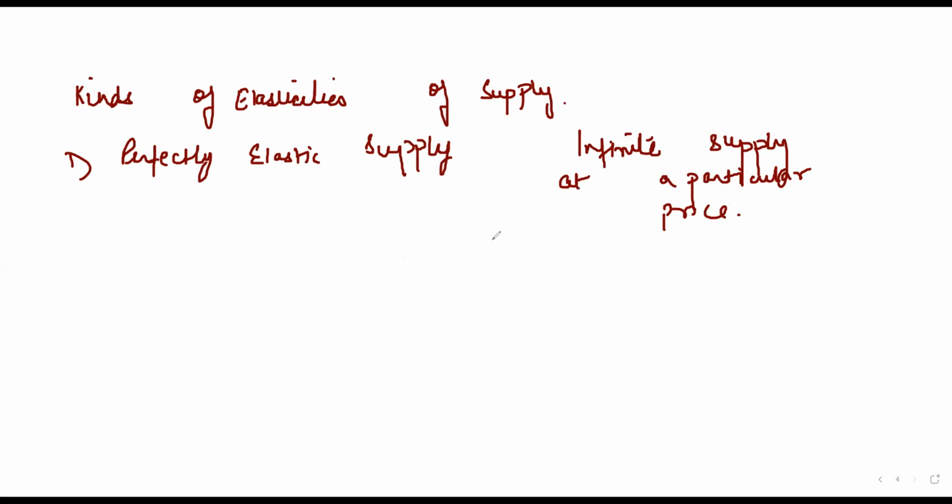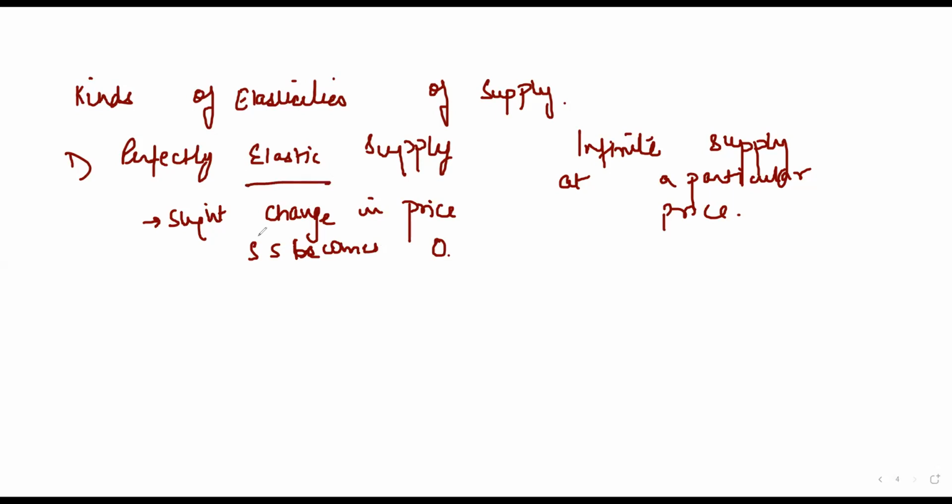And the moment there is a change, that means if there is a slight change in price or fall in price or increase in price, whatever, then the supply becomes zero. So in this kind of a situation, we say that the supply is elastic. Now let us be more clear about it. First of all, what did I say? That at a particular price, it is infinite. The moment there is a shift in price, then the supply becomes zero.